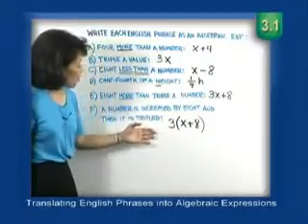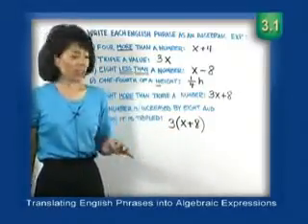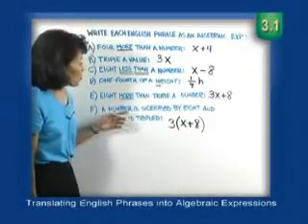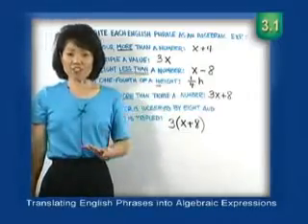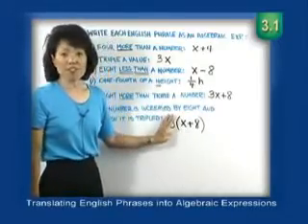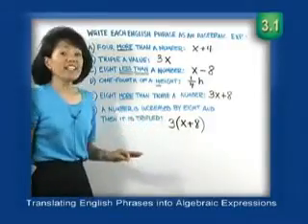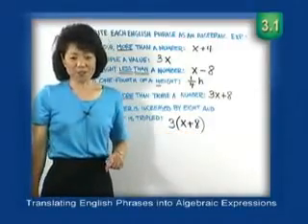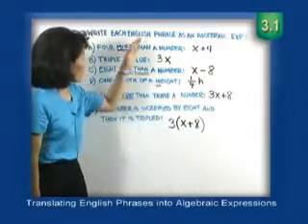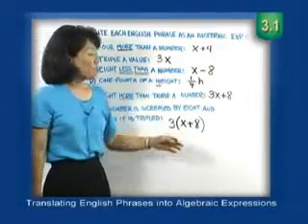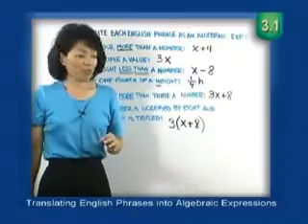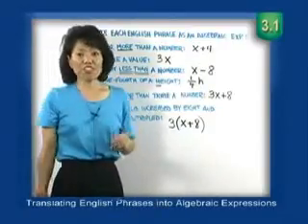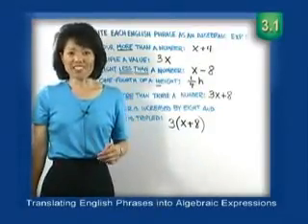Versus this last one here, which looks very similar, says a number is increased by 8. That's our first step. There's our number increased by 8. And then it is tripled, so the entire quantity is then tripled. When translating these phrases into algebraic expressions, you must read everything very carefully, word for word.